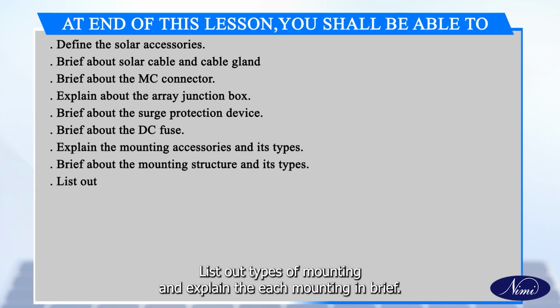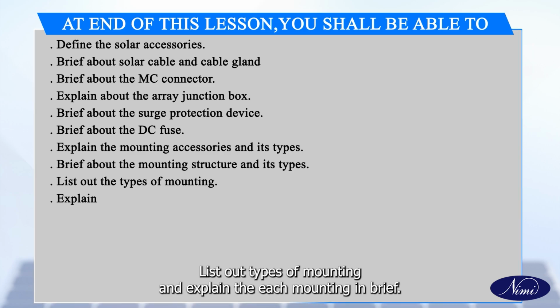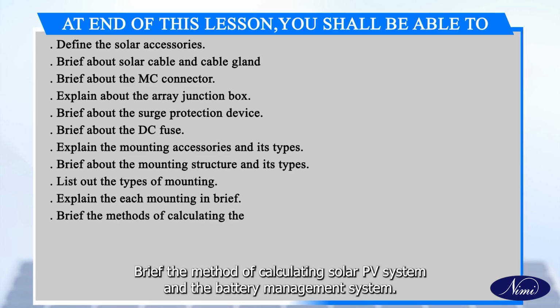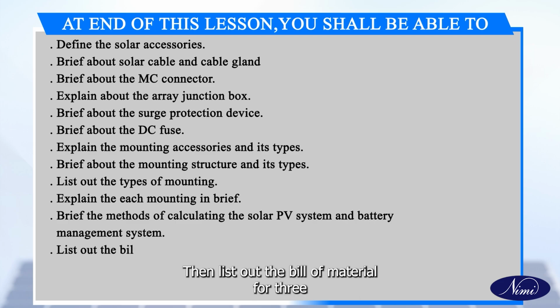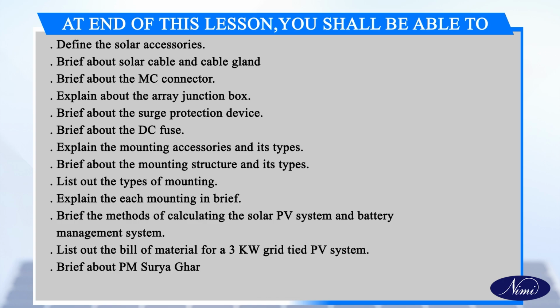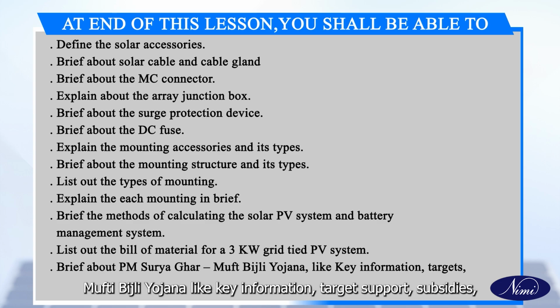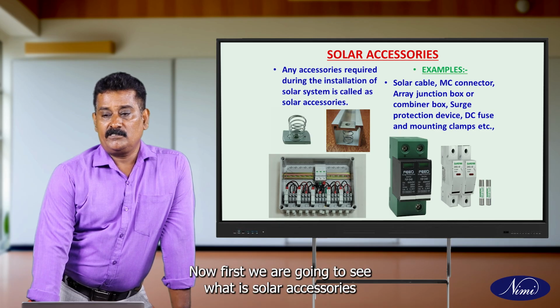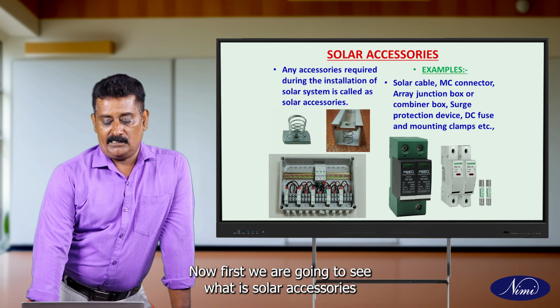its types, list out the type of mounting and explain each mounting in brief, brief the method of calculating solar PV system and battery management system, then list out the bill of material for 3 kilowatts grid tied PV system, then brief about PM Surya Ghar Muft Bijli Yojana like key information, target, support, subsidies, eligibility, documents, loans, online process and important links. Now, first we are going to see what is solar accessories.